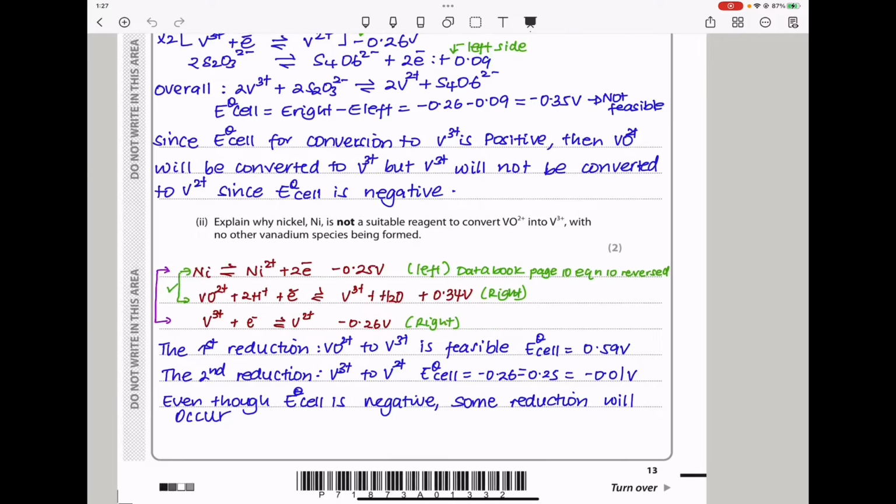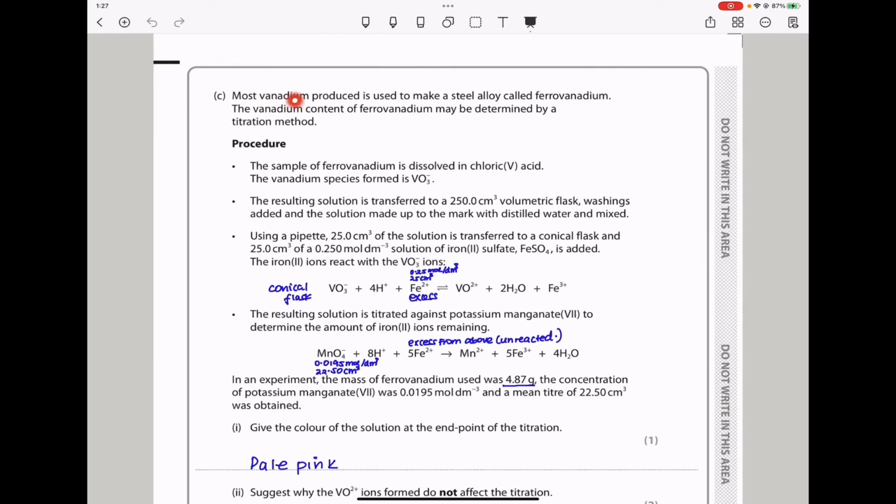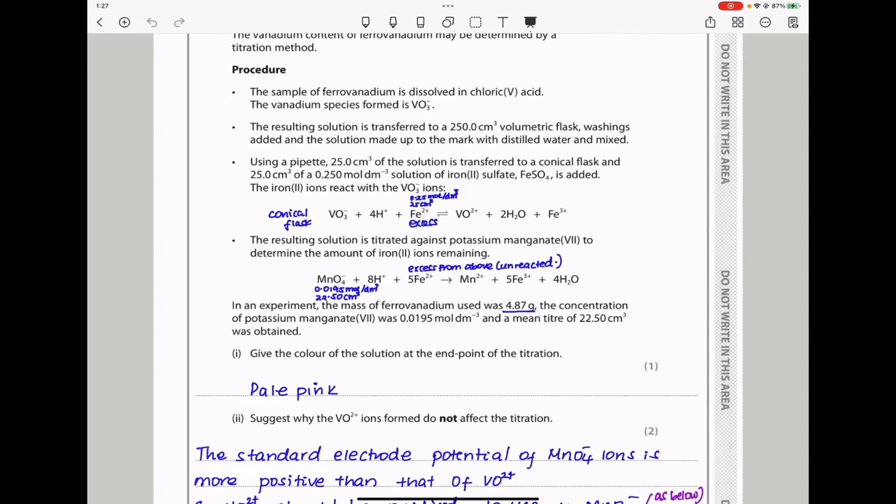Moving on. Here they say most vanadium produced is used to make a steel alloy called ferrovanadium. The vanadium content of ferrovanadium may be determined by a titration method. So the procedure is the sample ferrovanadium is dissolved in chloric 5 acid. The vanadium species formed is going to be that.